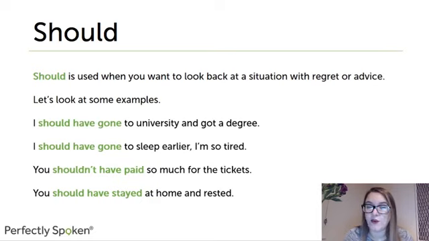So again, these are all looking back at a past situation that you cannot change, but if you choose should, it's because you're expressing regret or advice for a situation.